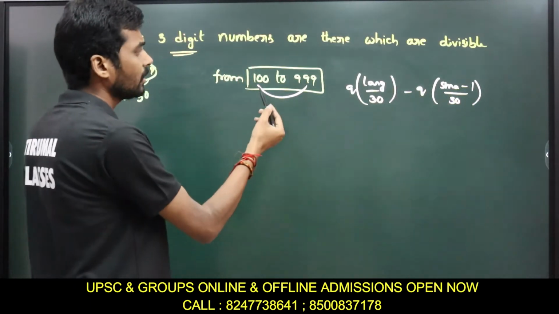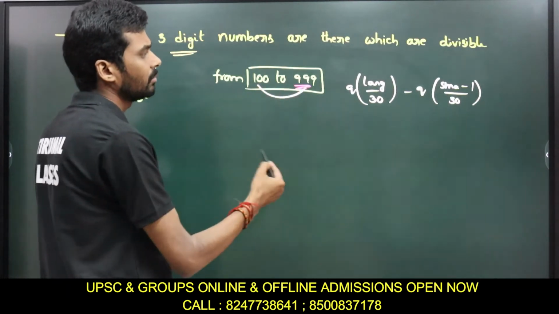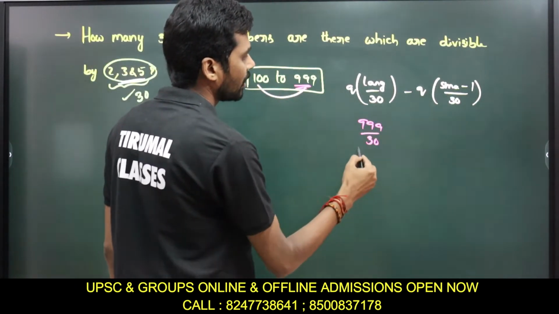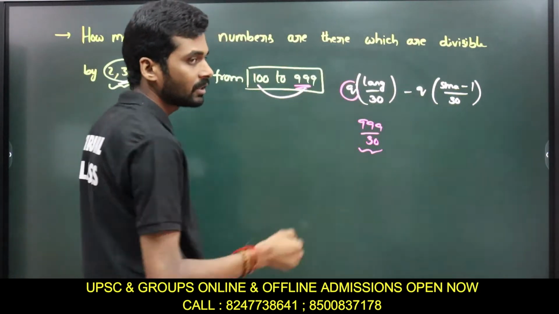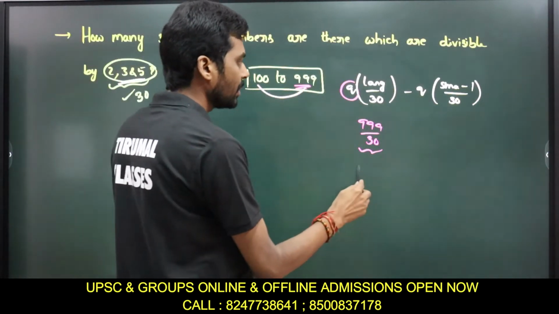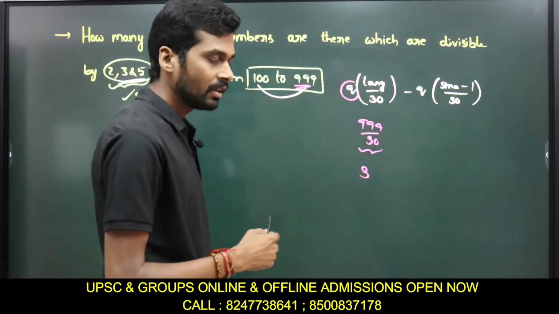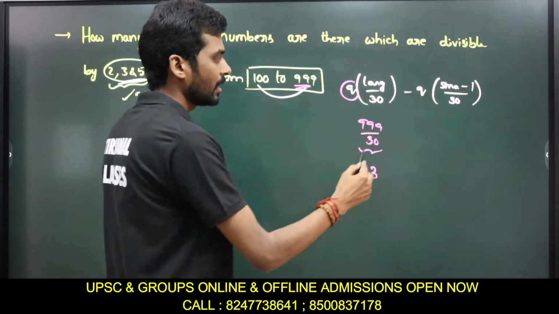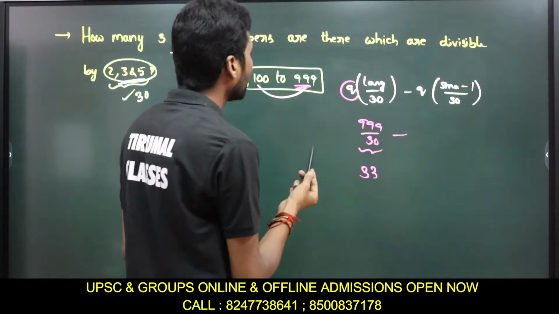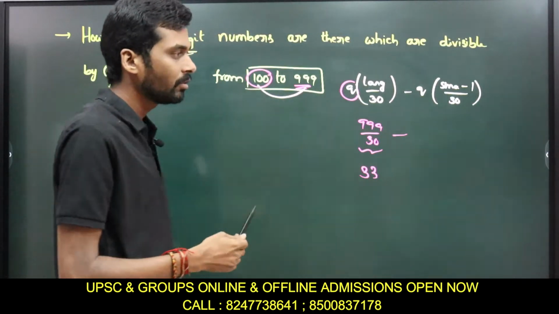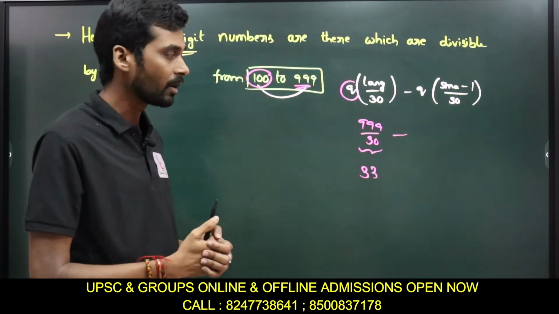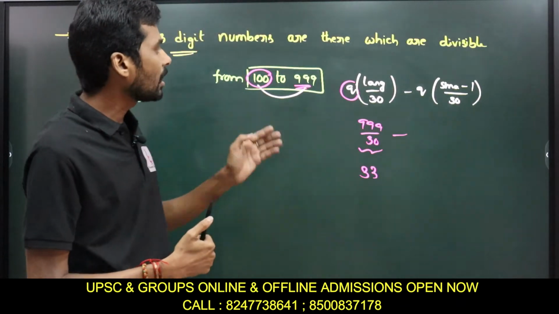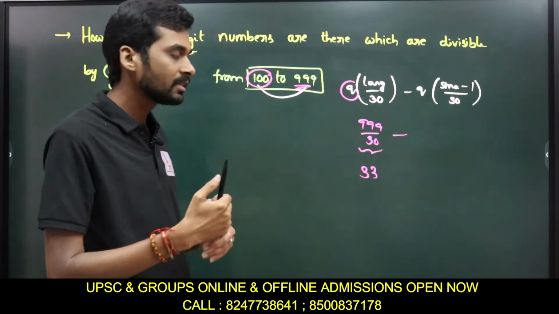Here the larger number is 999, divided by 30. What is the quotient part? Here Q means the quotient. The quotient is 33. Minus the quotient of the smaller number: while you are taking the smaller number, you take one number less than the smaller number. For the larger number, you take that larger number directly, but if the smaller number is given, we take one number less than that number.